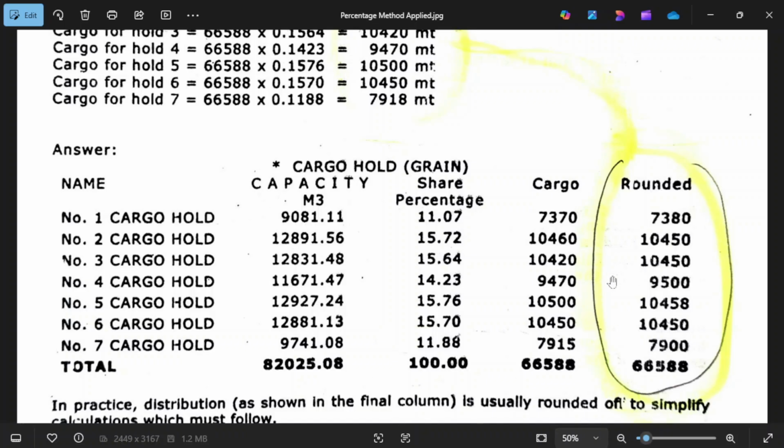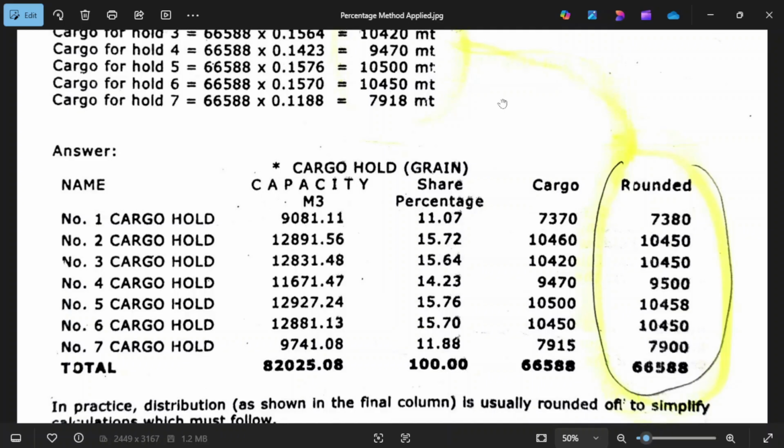So as much as possible, once you get this figure, you apply this one to your loadicator, and the loadicator will give you the info about the stress of your cargo, the bending moment, shearing force, and the draft. Then you will adjust the cargo in each hold to satisfy your departure draft, with your shearing force and bending moments at a minimum. So that's it, guys. This is just a simple solution.